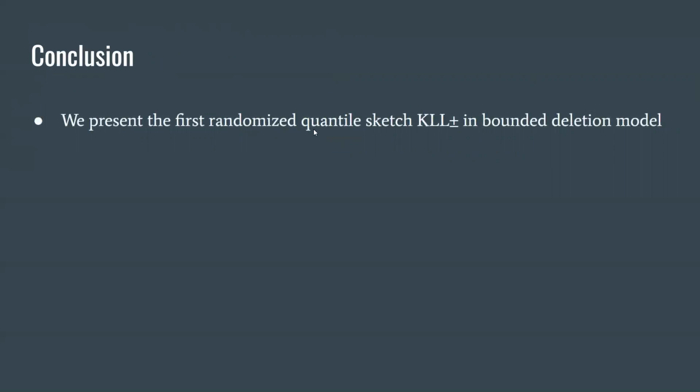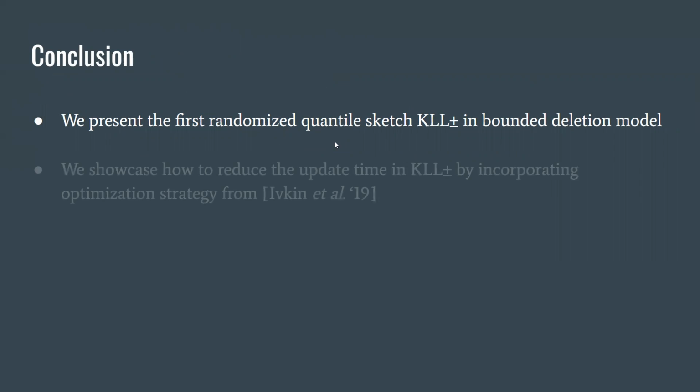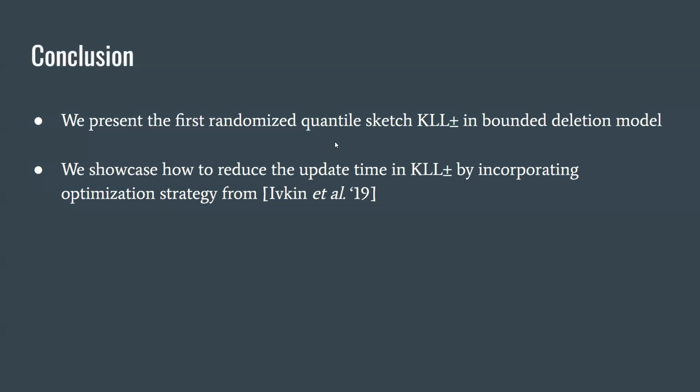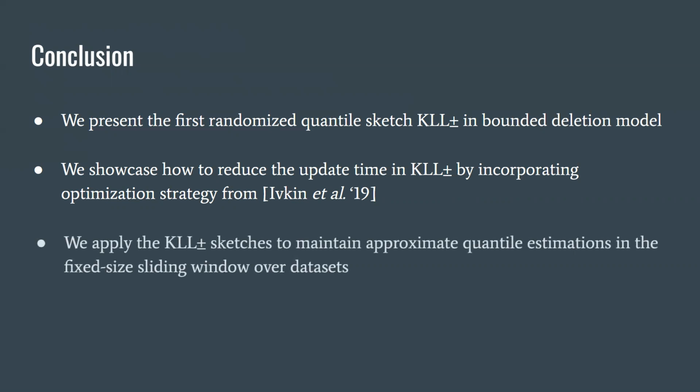In summary, we present the first randomized quantile sketch, KLL plus minus, in the bounded deletion model. We showcase how to reduce update time in KLL plus minus by incorporating an optimization strategy from a previous algorithm. We apply KLL plus minus sketches to maintain approximate quantile estimation in a fixed sliding window over datasets.